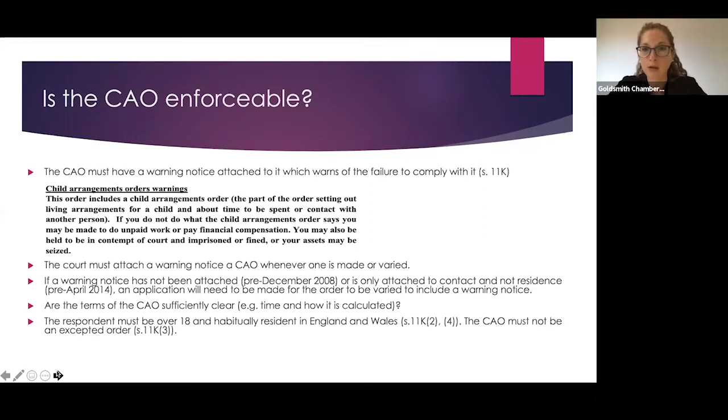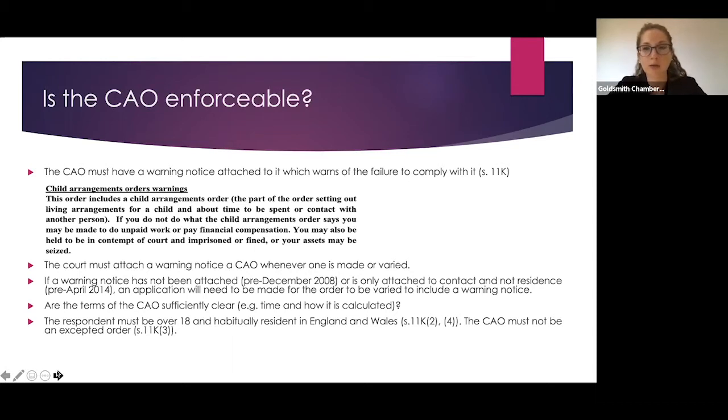If the warning notice isn't attached to the order that you're seeking to enforce, you'll need to make an application for the order to be varied so that the warning notice is attached to the order. You'll need to make sure that the other party or parties are made aware of that warning notice, before any alleged breaches of that order can then be brought before the court for enforcement.